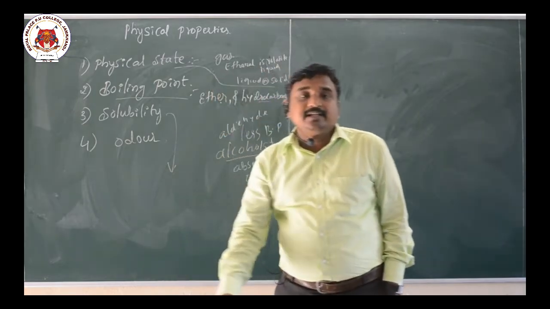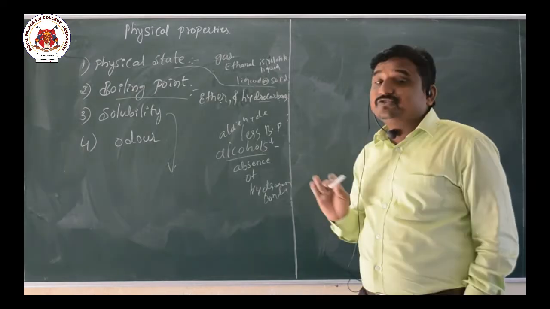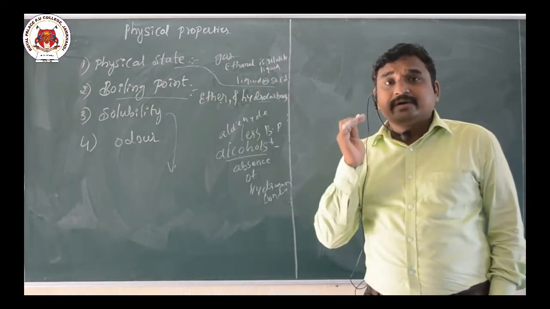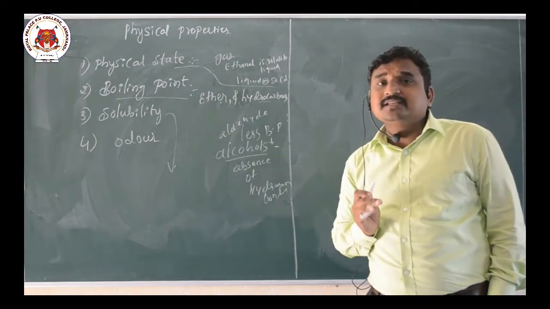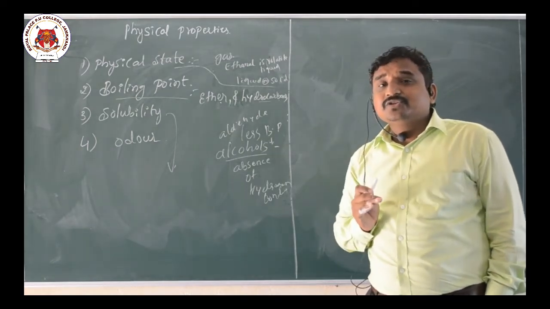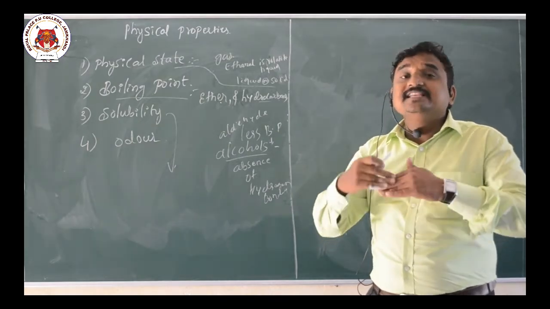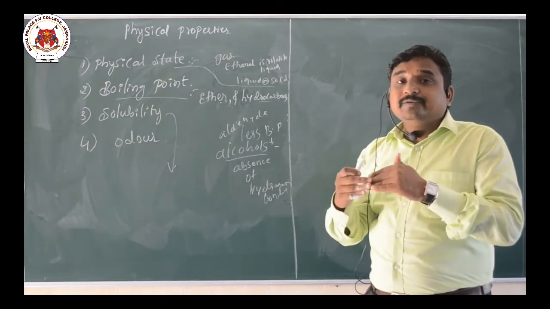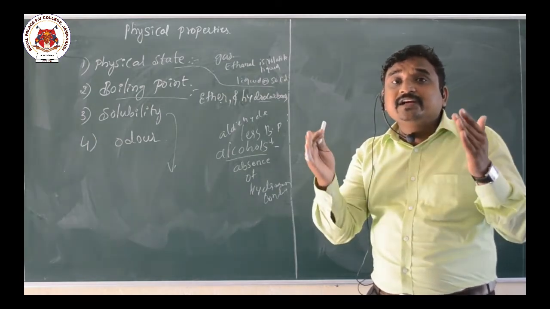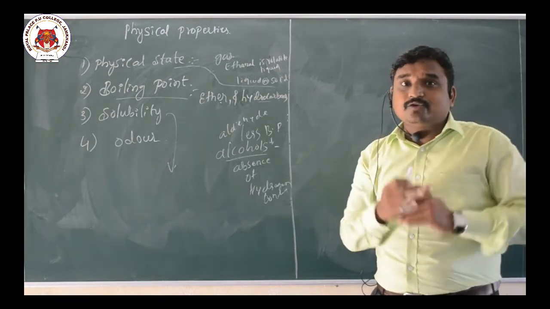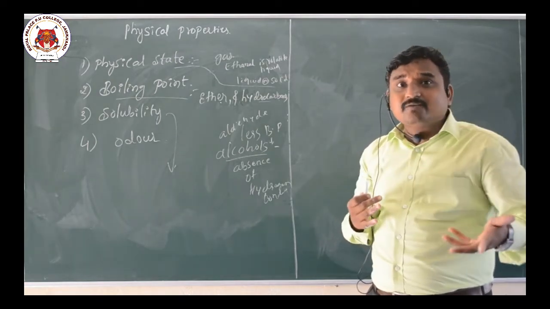Next property, that is solubility. This is another physical property. The lower members are miscible in water. As the length of the chain and size of the compound increase, that means for higher members, the solubility decreases due to increase in the size of the alkyl group. Alkyl groups are hydrophobic in nature, water hating character.